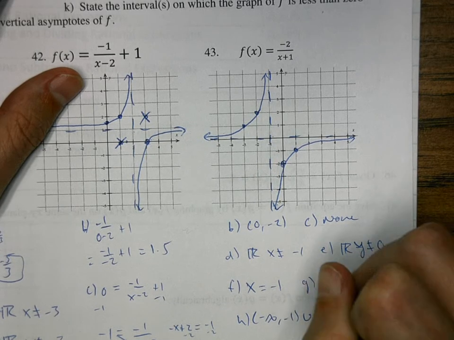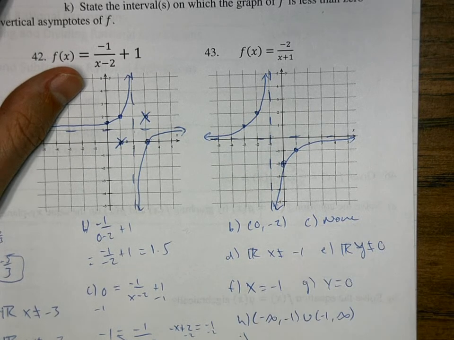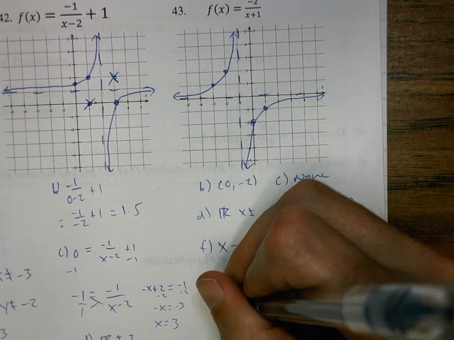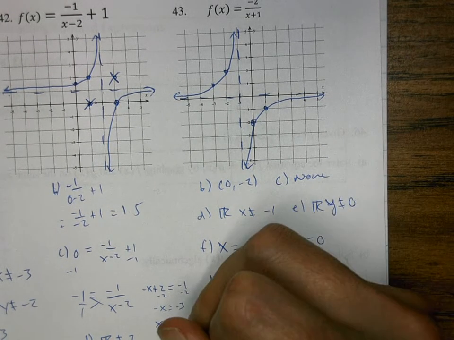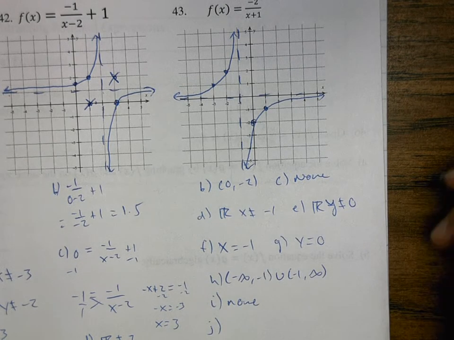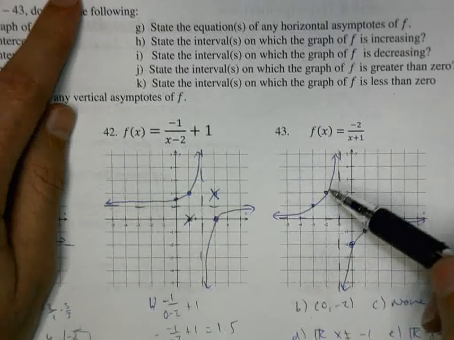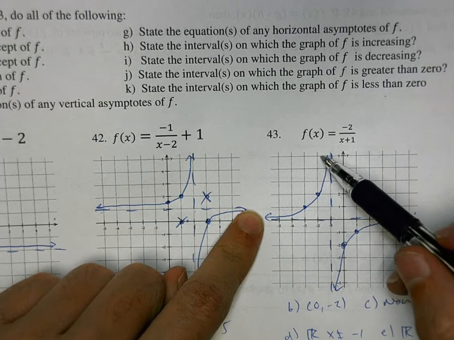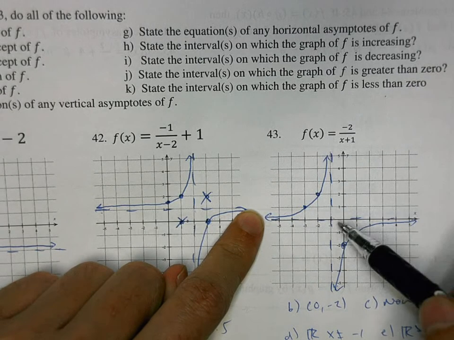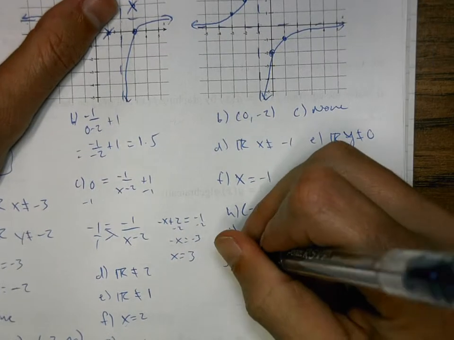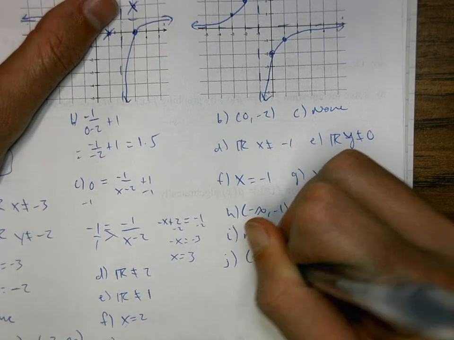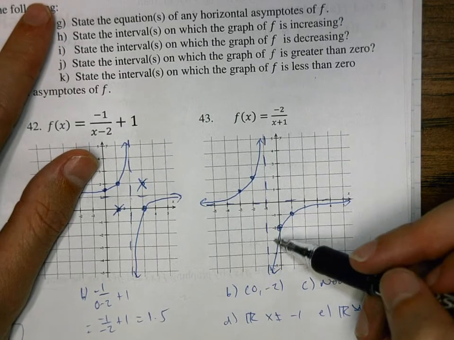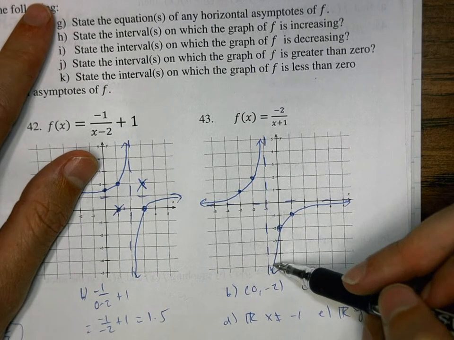For I, state the intervals where it's decreasing. None. J, state the intervals where it's greater than 0. It is greater than 0 from negative infinity all the way until we get to our asymptote. Never again is it above the x-axis. So from negative infinity to negative 1. And state where it's less than 0. It's less than 0 on the right side of the asymptote, so from negative 1 to positive infinity.